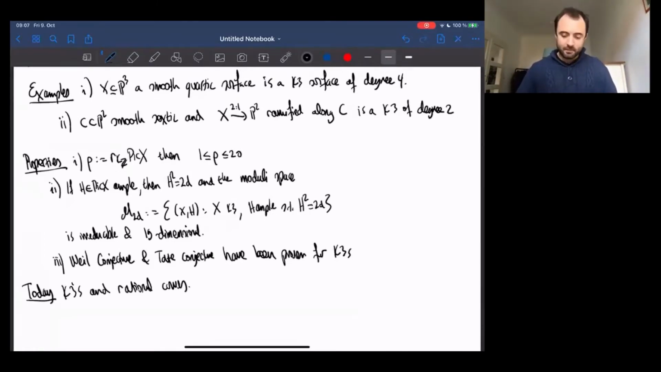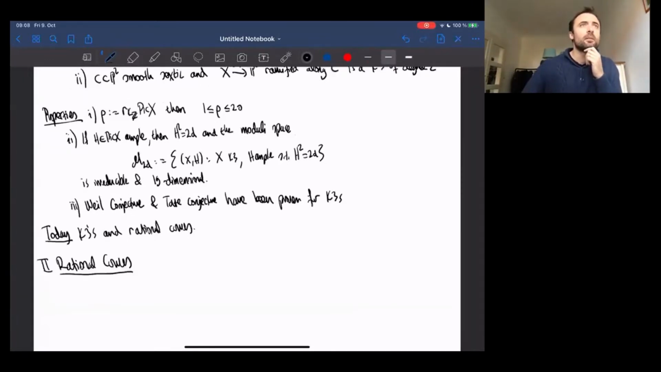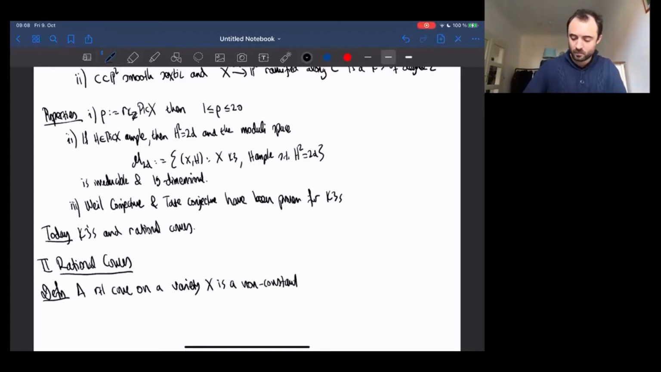Okay, so let me start a new section and define what I will mean by rational curve. Okay, so definition. I'm going to say that a rational curve on a variety X is a non-constant morphism f from P1 to X, which is birational onto its image.